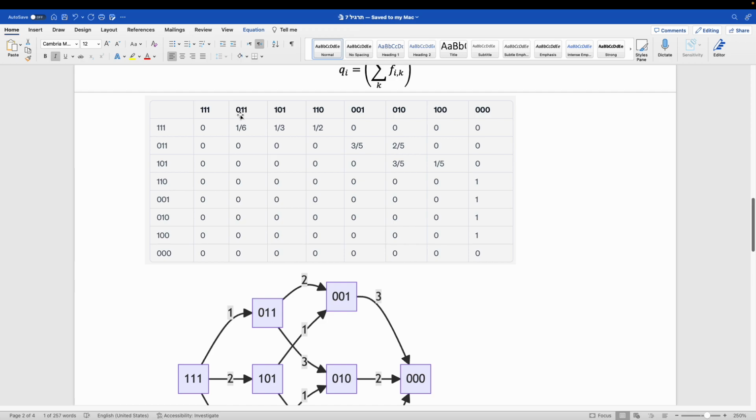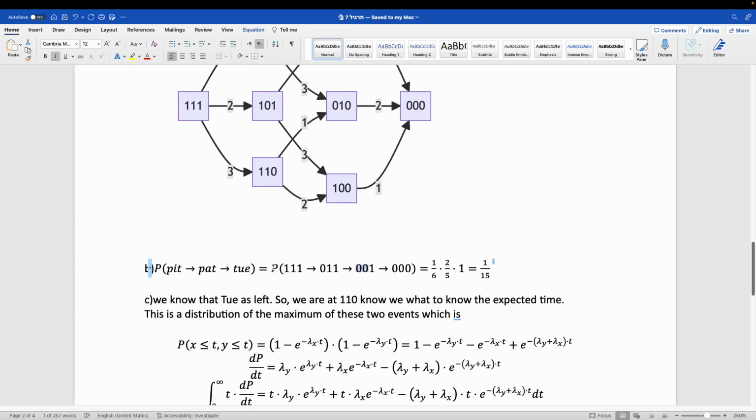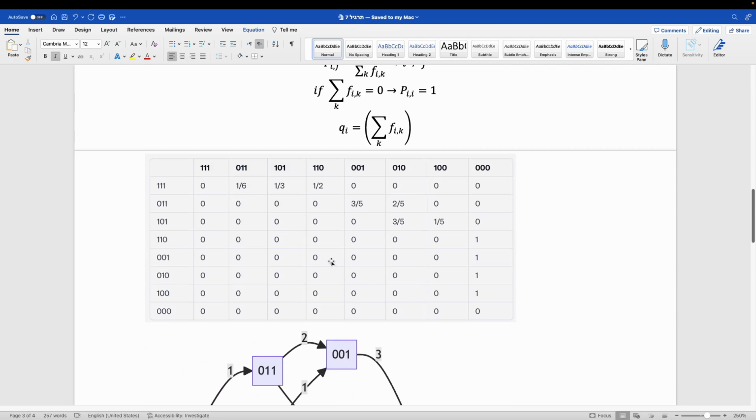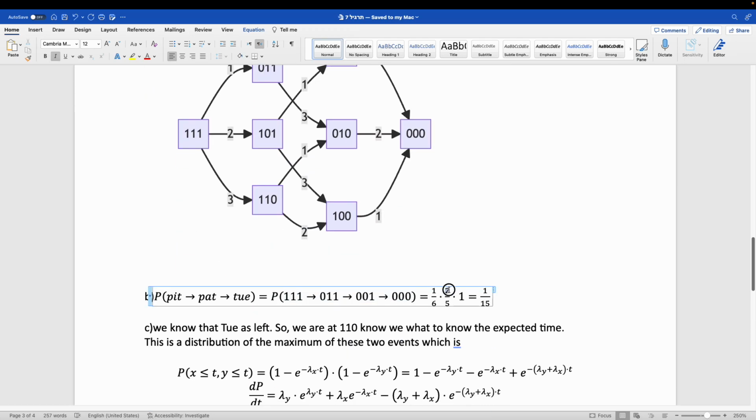And then from 0, 1, 1, which is the second row, we want to go to 0, 0, 1, which is 3 divided by 5. Sorry, we want to go to which state? To 0, 0, 1. So 0, 0, 1 is 3 divided by 5. So I made a typo here. So it's 3 divided by 5. And then we get, this is 2, this is 10.